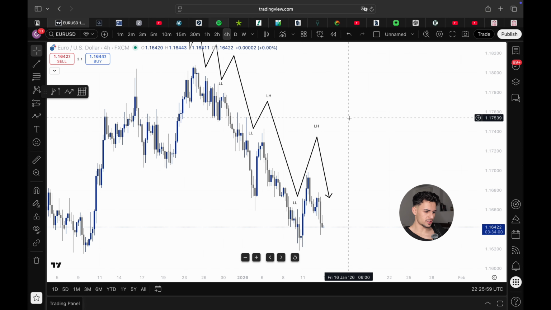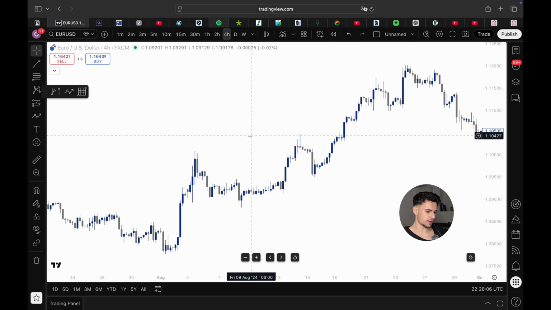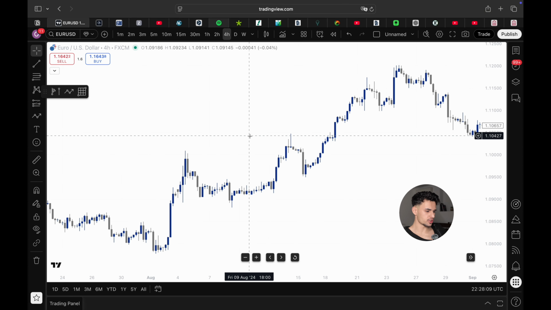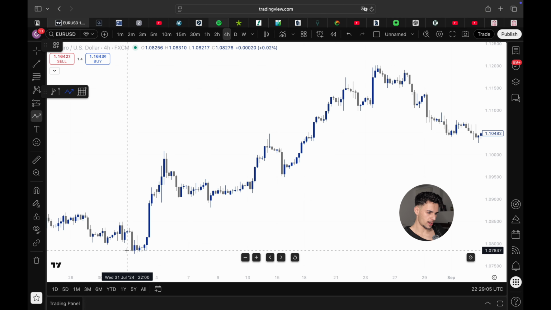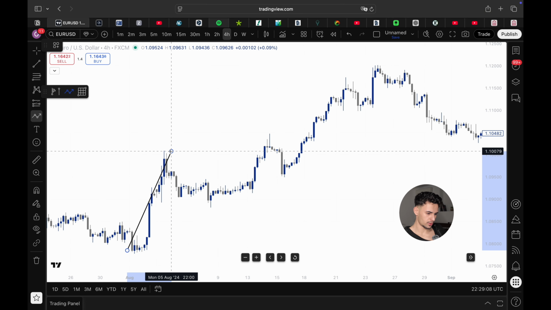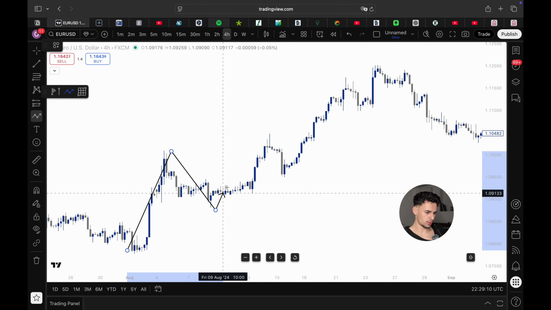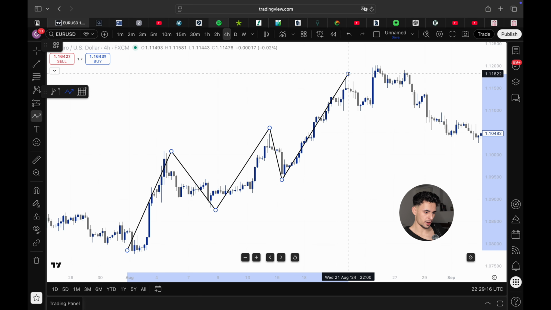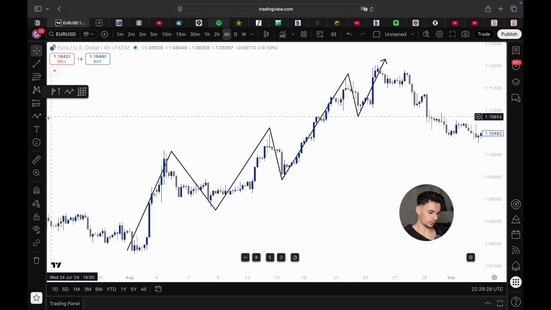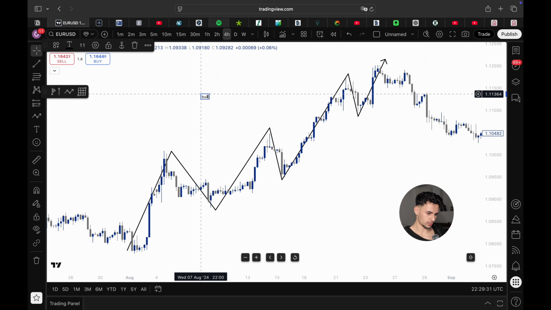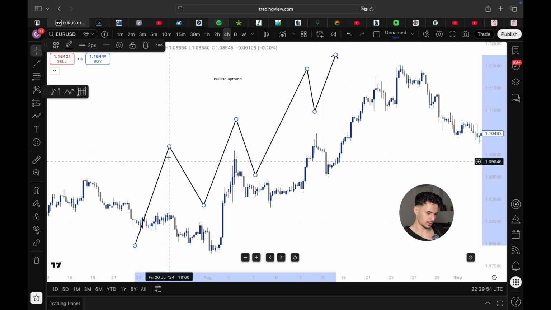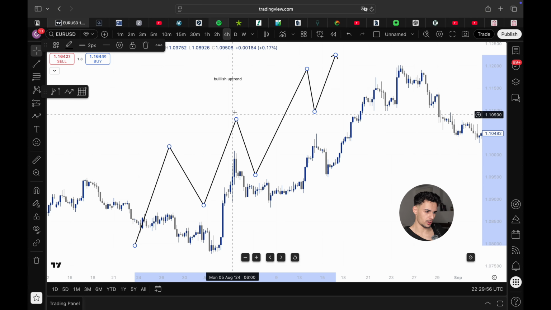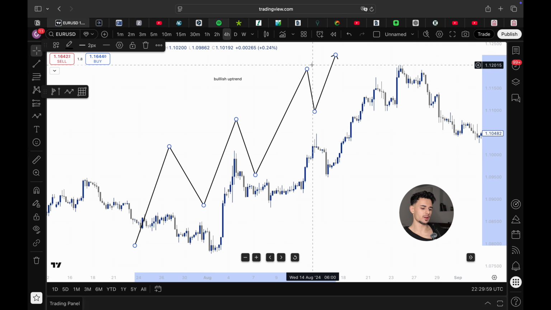So sticking to Euro USD, we also have another example right here. Are we currently in a bullish or in a bearish trend? We have our low, we have our high, we have our higher low, we have our higher high, higher low, higher high, higher low again, higher high. We have a bullish uptrend. So if we drag it out a little bit, we can clearly see we have our higher high, higher low, higher high, higher low, and higher high. That means we're in an uptrend.